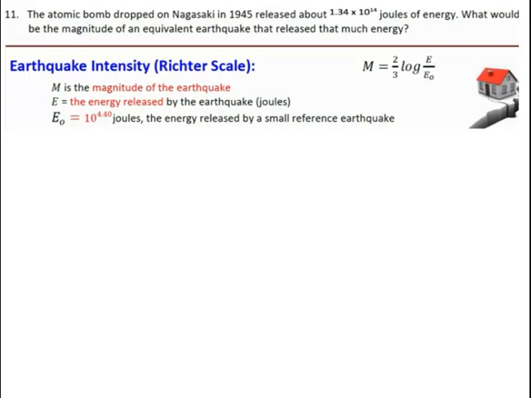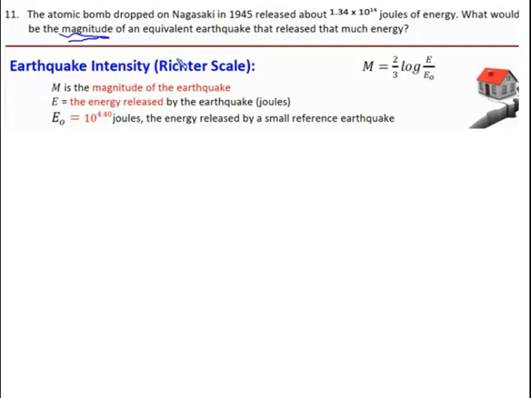Alright, let's check out our next word problem. The atomic bomb dropped on Nagasaki in 1945 released about 1.34 times 10 to the 12th joules of energy. Good golly, that's a lot of energy. What would be the magnitude of an equivalent earthquake that released that much energy? So we've got to figure out what's the magnitude, the strength of that earthquake.